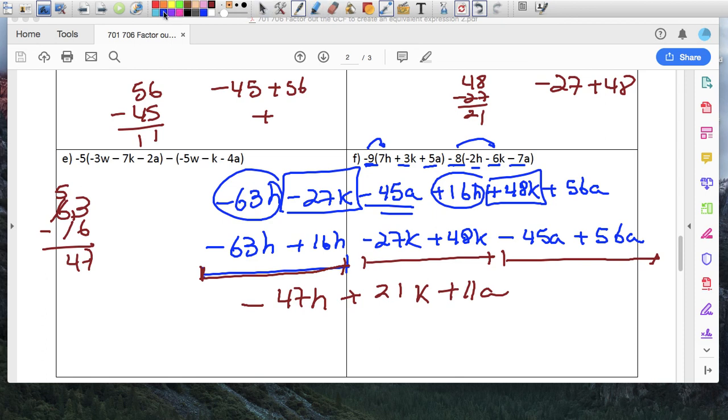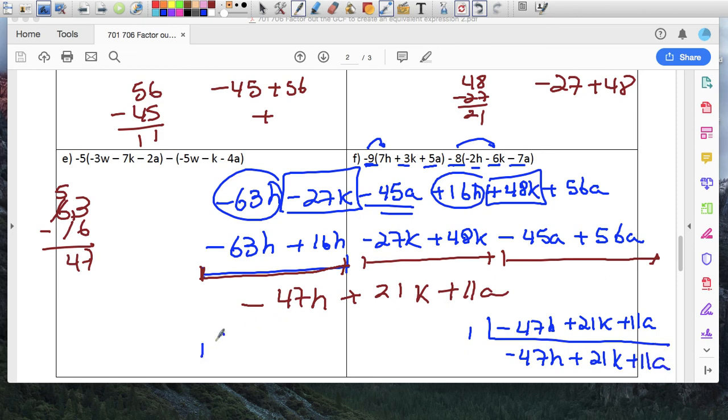Well, there are no common factors here. So if you did the ladder method, negative 47h plus 21k plus 11a, you would get just 1. Right? There's no other number. So it's going to be 1 times the parentheses, negative 47h plus 21k plus 11a. And that's that. And you can always check by applying the distributive property to see if you did it correctly. Okay, so that's it.